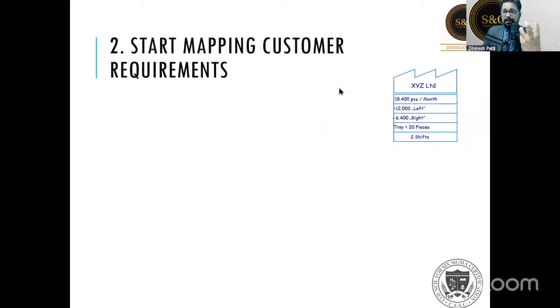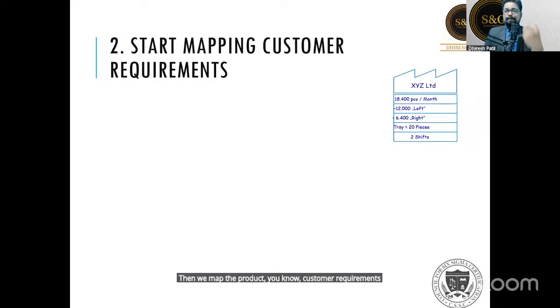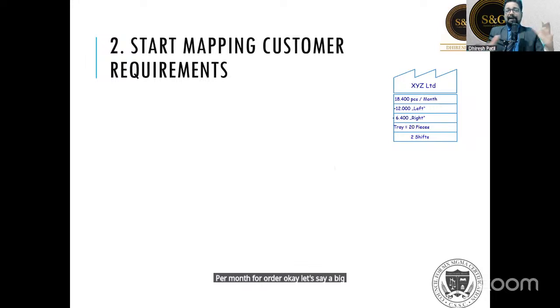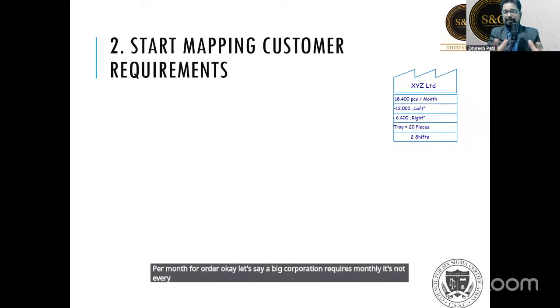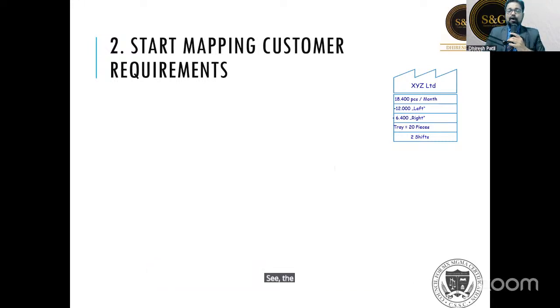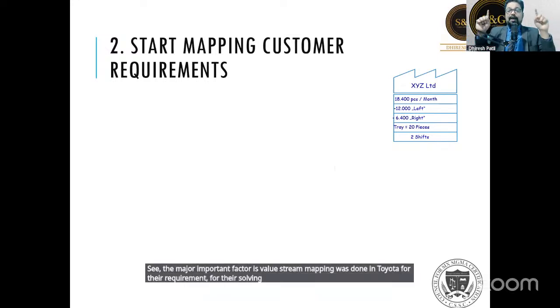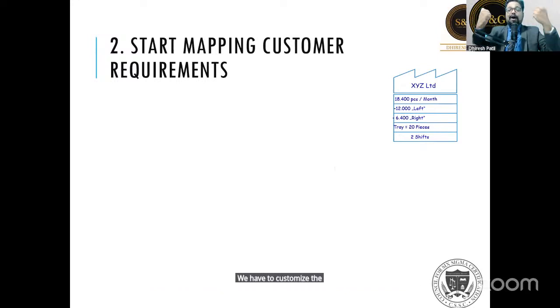Then we map the product and customer requirements. How much is the order? How much is the requirement? What shape, size, color, property, everything. What is the requirement of the customer? We map everything. Here we have mapped per month follow order. Let's say a big corporation requires monthly. It's not every day the customer will give you the order, but it's monthly. For the pizza, every day, every minute, every second, you can get orders, right? So you have to map according to your requirement. That's what I said. The major important factor is that value stream mapping was done in Toyota for their requirement, for their problem solving. We have to customize the value stream map according to our requirement.